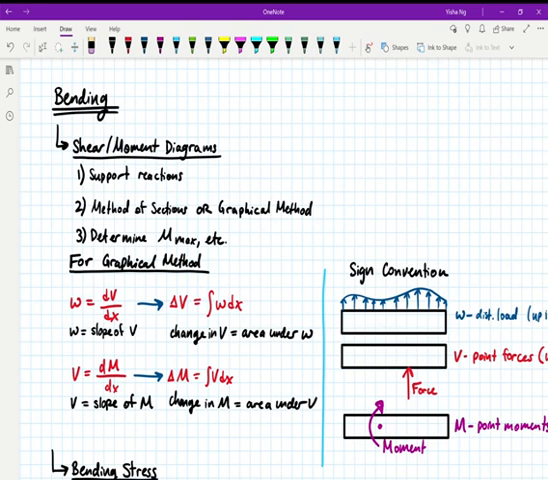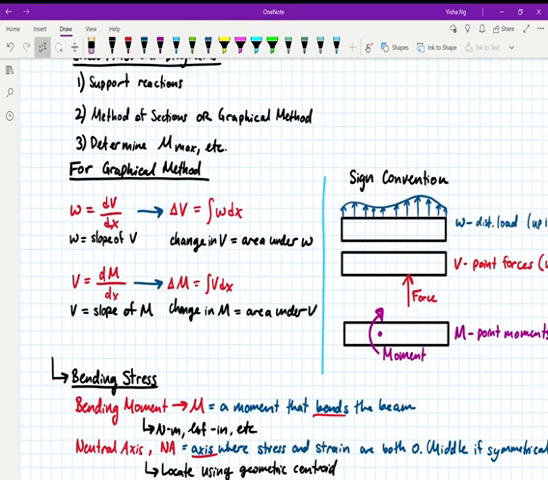This is kind of an aside. On the graphical method, I just want to review really quickly. The way the graphical method works is that your w, which is the magnitude of your distributed force, is equal to the slope of your V. So your shear diagram is based off of any distributed loads that you have. That also means that a change in V, a change in shear, is equal to the area under a distributed load. So if you have, for example, a rectangular load and you can calculate the area of that rectangular distributed load, you can use that information to draw your shear diagram.